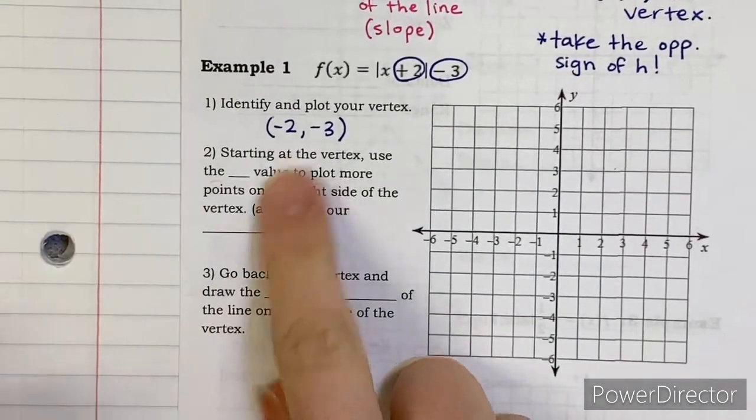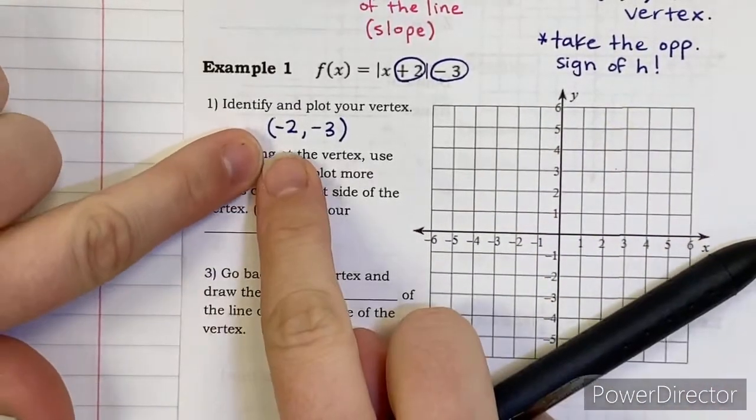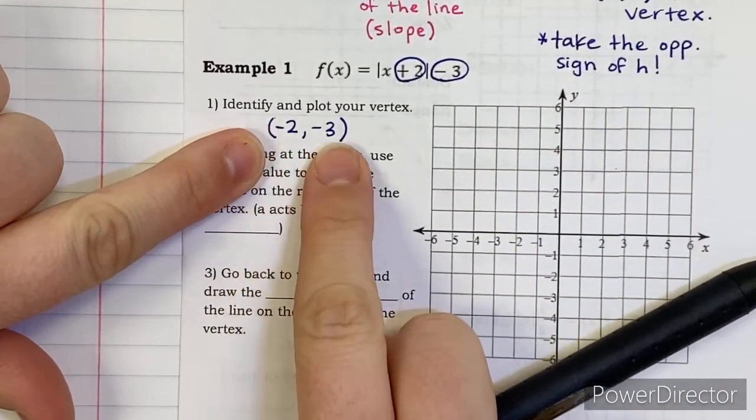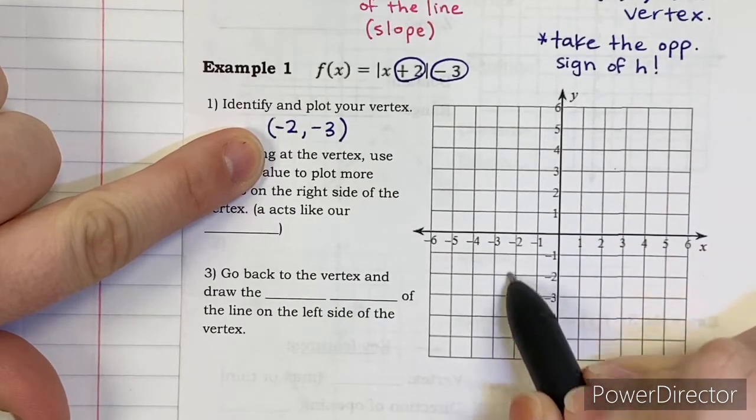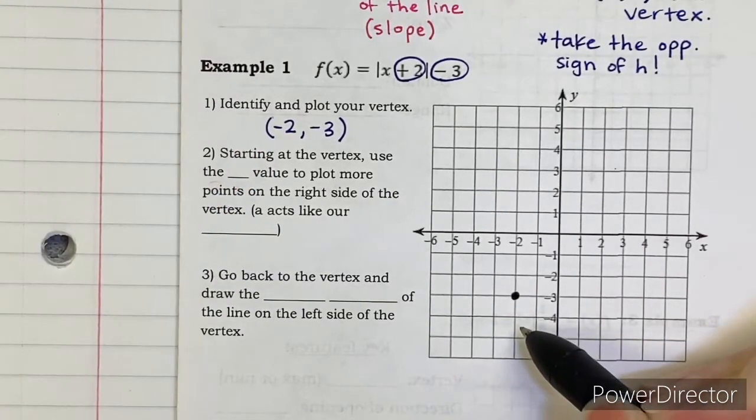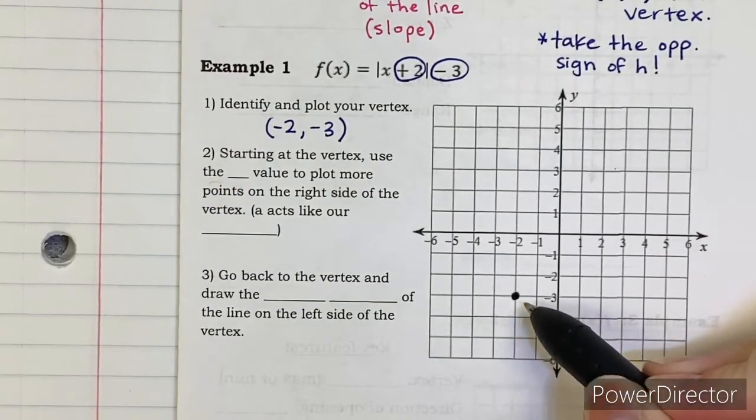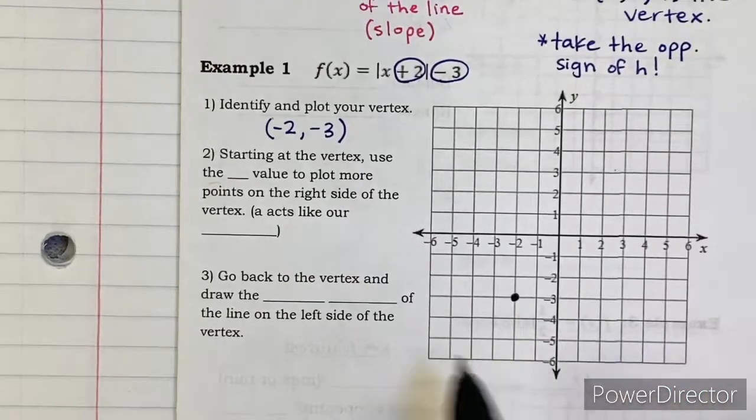Well, now that I know what the vertex is, I need to go plot that point on my graph. So remember, ordered pairs are always x, then y. So from the origin, I'm going to go to -2 and then down to -3 and plot me a point. So there's the first part of our graph, and this is the vertex. So this is the middle of the V that we're about to graph.